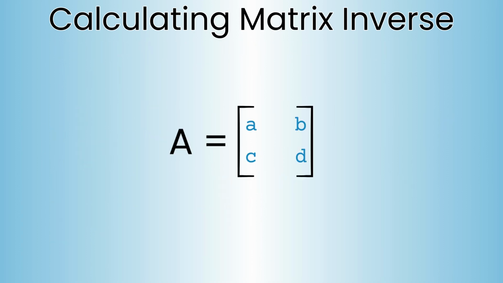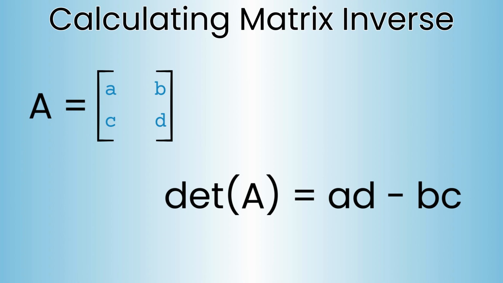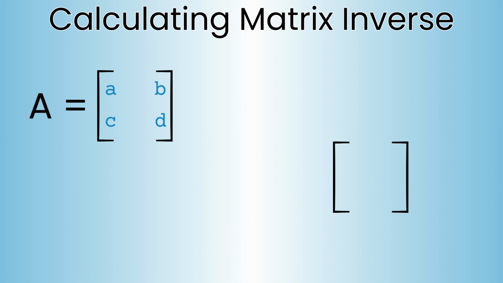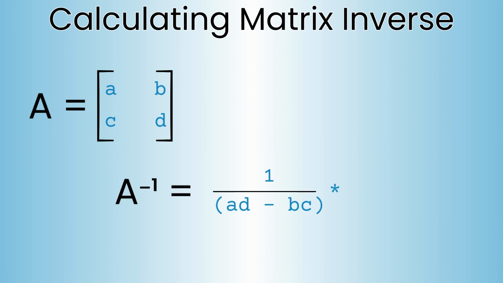Let's take an example of a 2 by 2 matrix which contains A and B in the first row, C and D in the second row. So first we need to calculate the determinant, which is AD minus BC. And the next step is to swap the diagonal elements and negate the others, which gives us the resulting matrix D and minus B in the first row, minus C and A in the second row. And then we have to divide 1 with the determinant of the matrix, which gives us 1 by AD minus BC, and multiply this with the resulting matrix, which is D, minus B, and minus C, A.